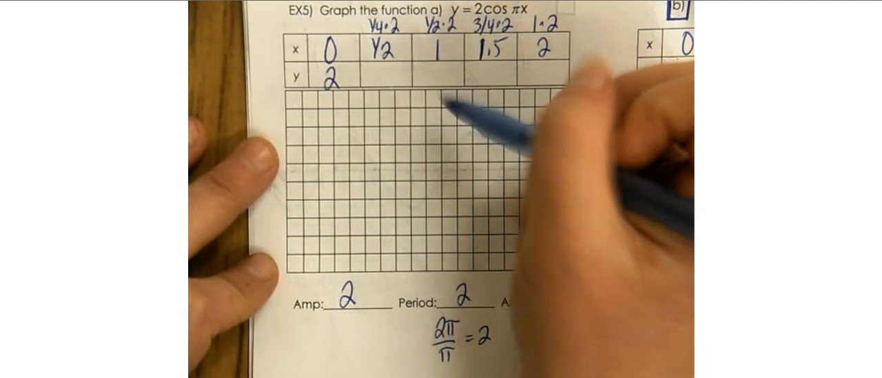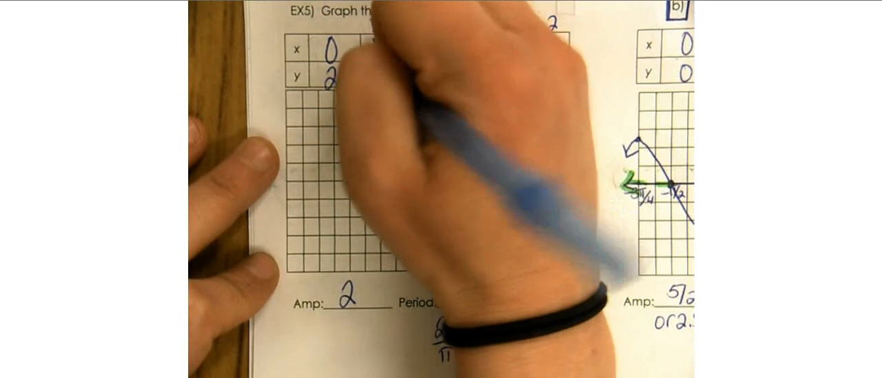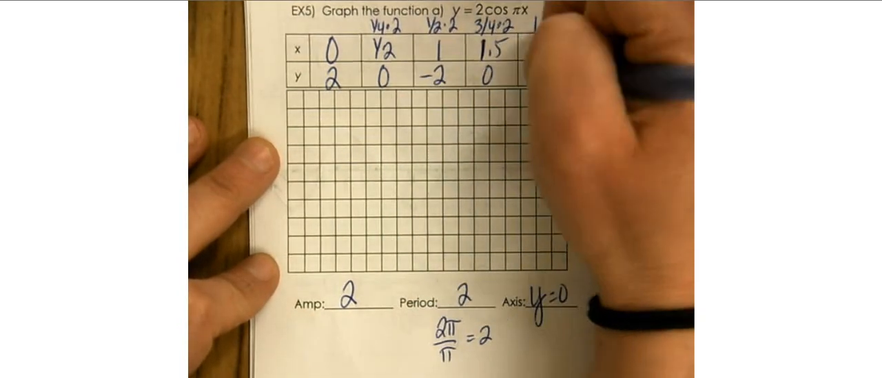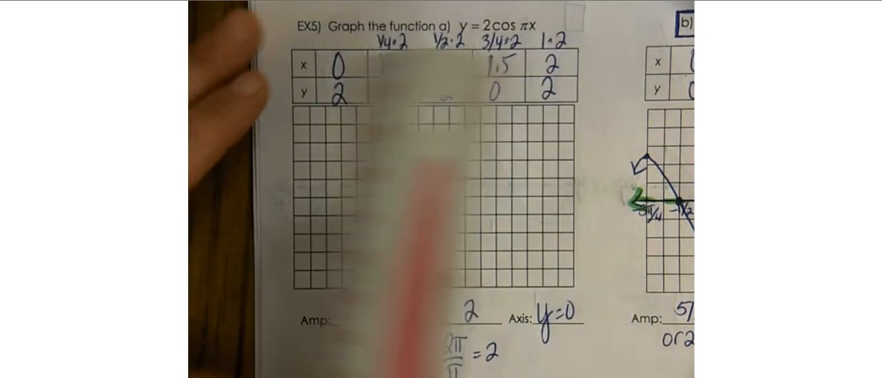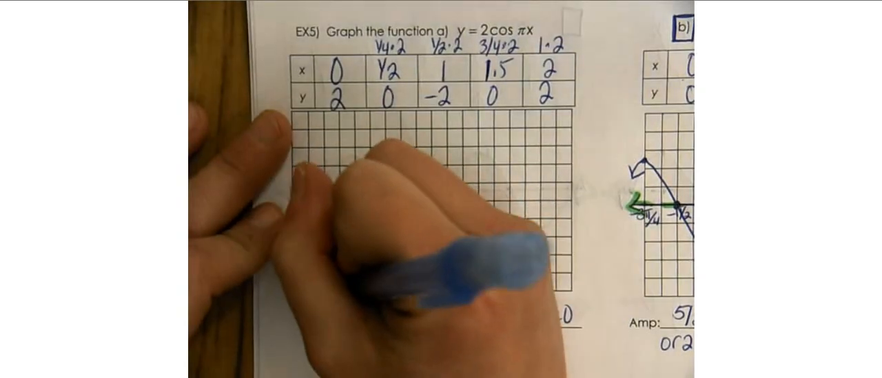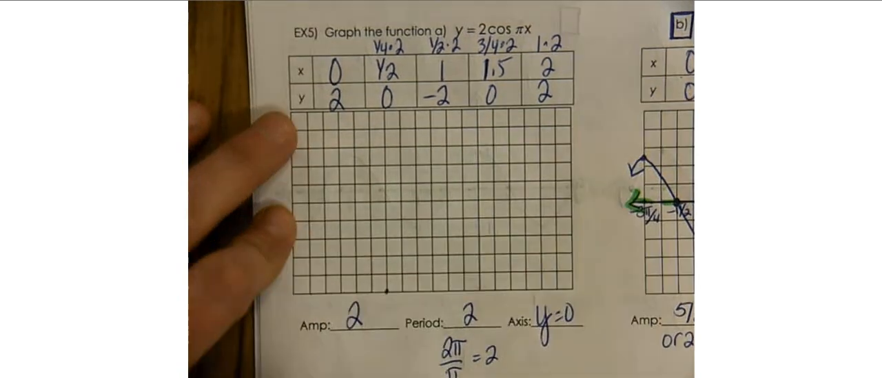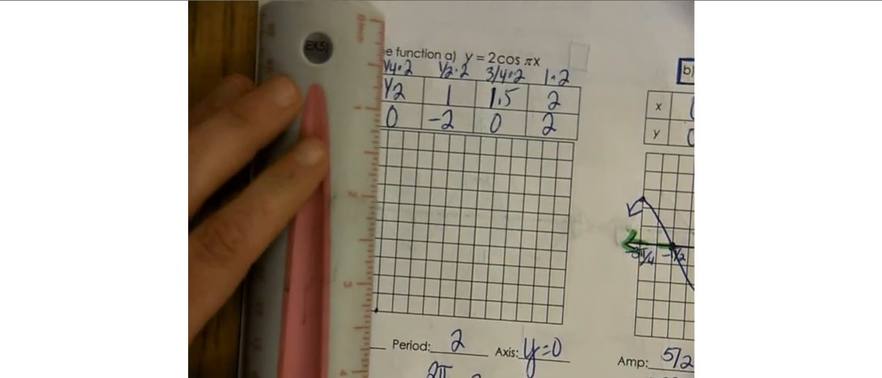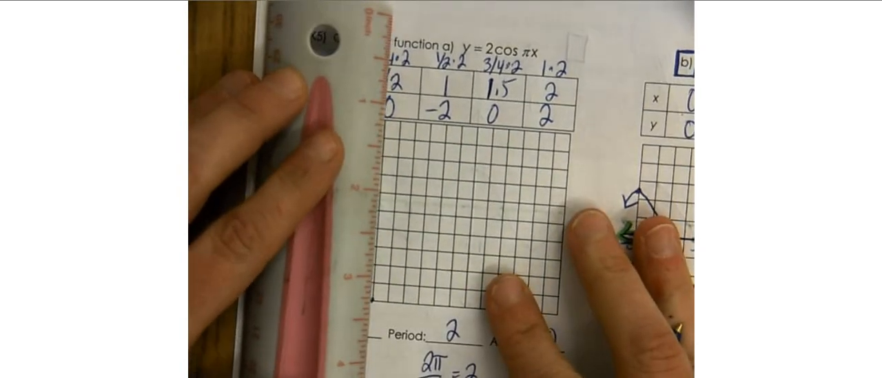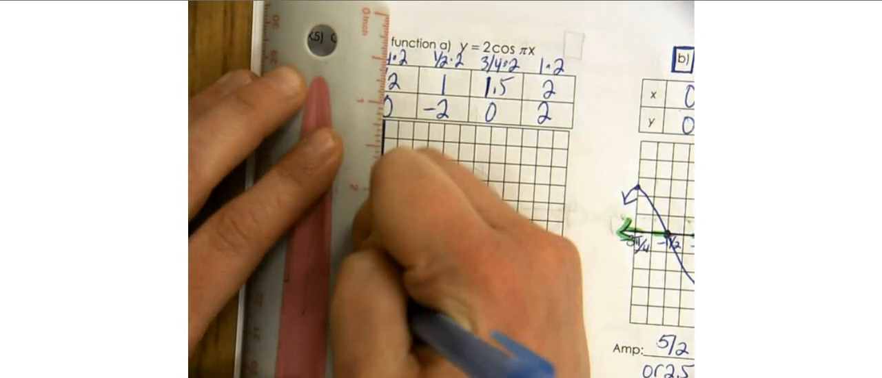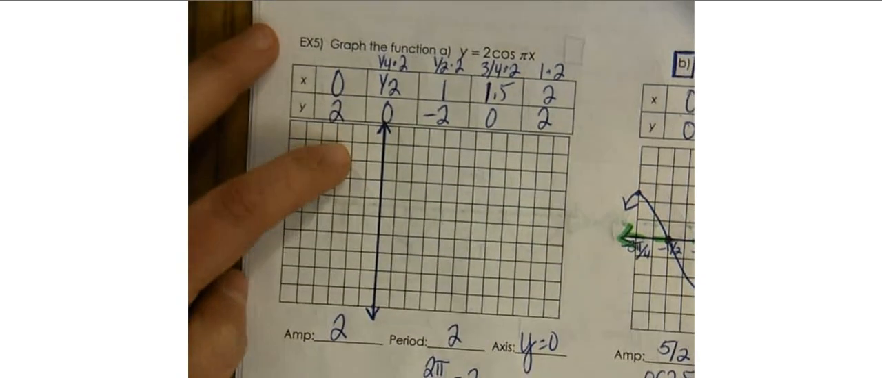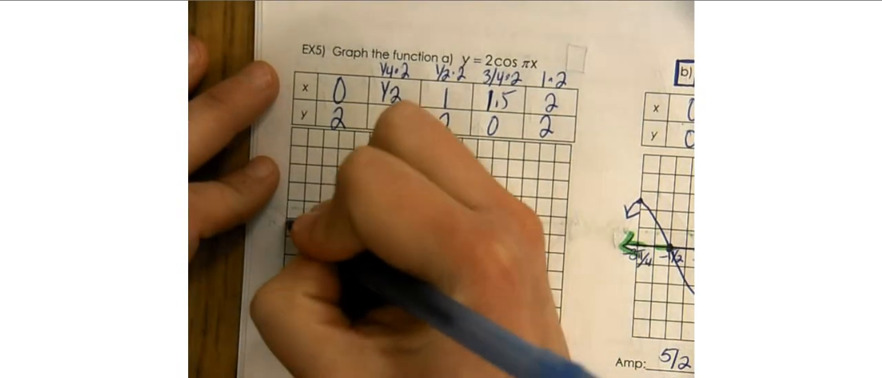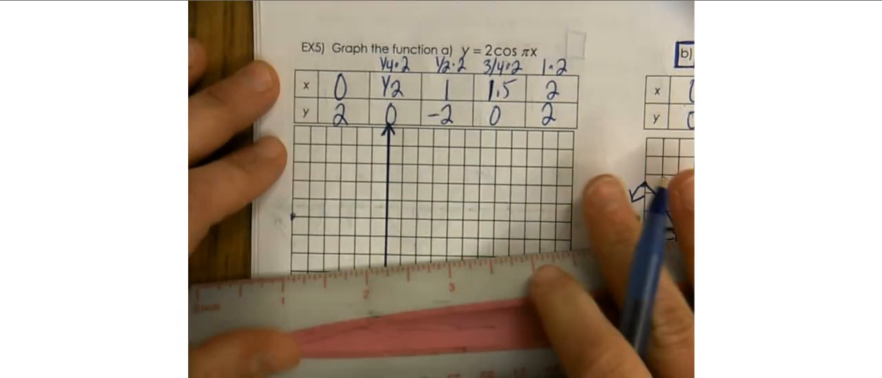And then for cosine, we're going to go up, 0, down, 0, up. So that's up to 2, 0, down to -2, 0, then back up to 2. And I'm going to go ahead and create my axes just like I did before. I'm going to count in 6. 1, 2, 3, 4, 5, 6. And here's my vertical axis. And then I'm going to count up 5. 1, 2, 3, 4, 5. And here's my horizontal axis.